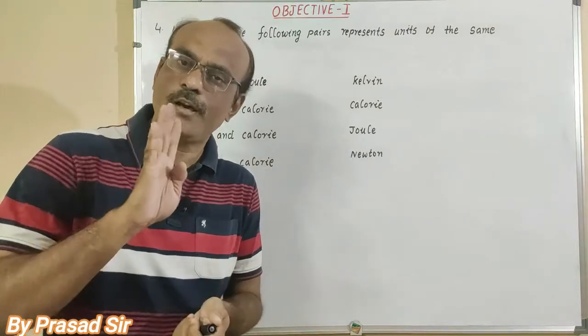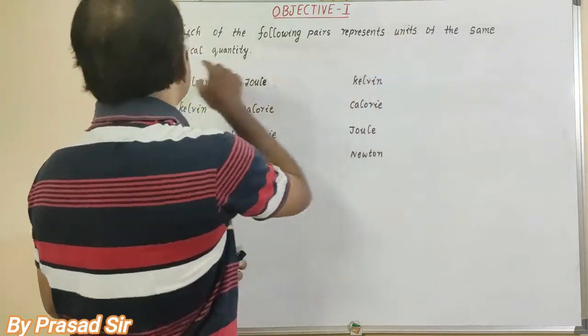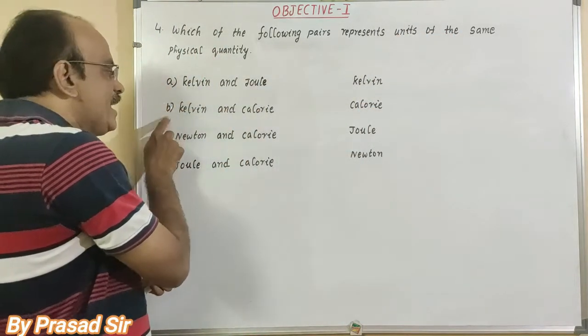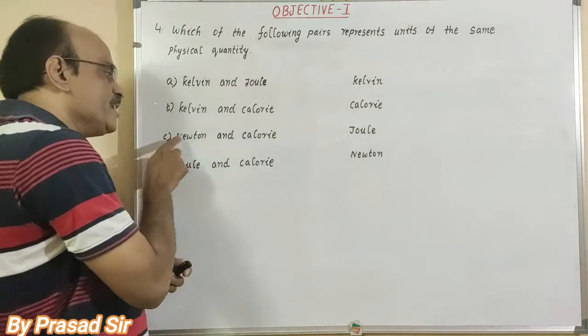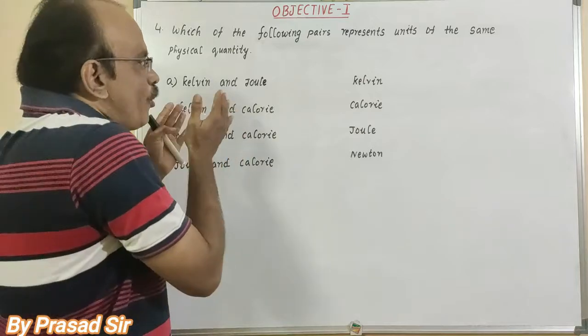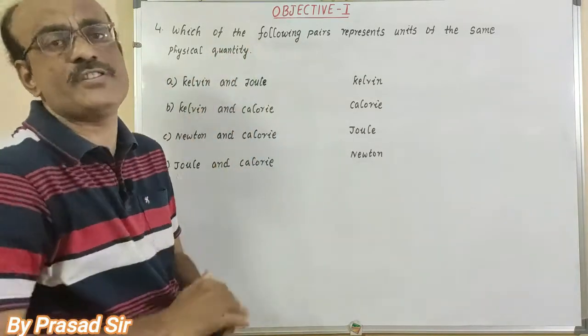Question number 4. Which of the following pairs represents units of the same physical quantity? Option A, Kelvin and Joule. B, Kelvin and calorie. C, Newton and calorie. D, Joule and calorie. So, which of the following pairs represent the same physical quantity? That means the same units of physical quantity.